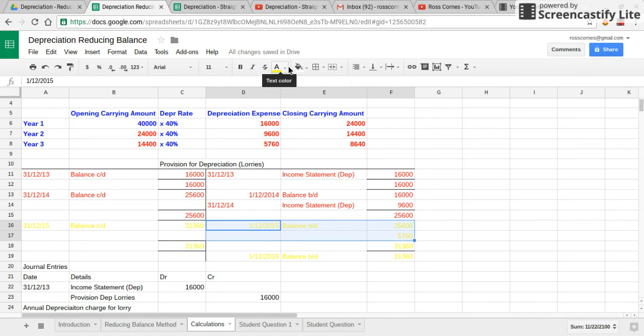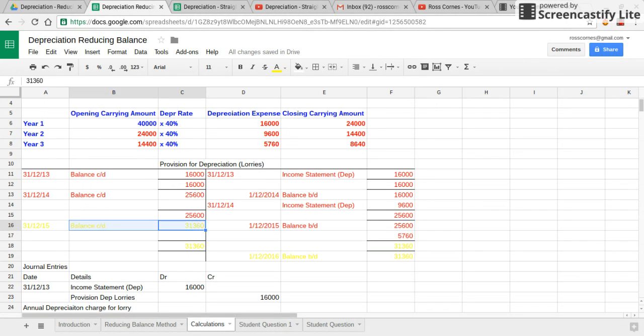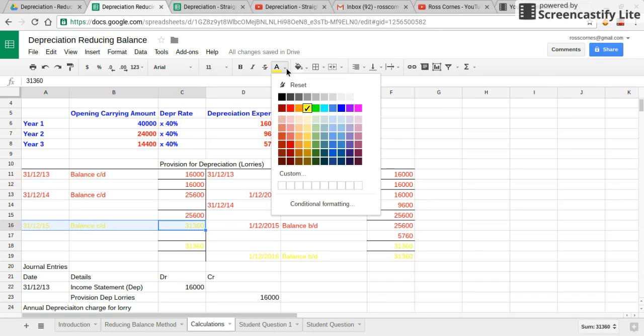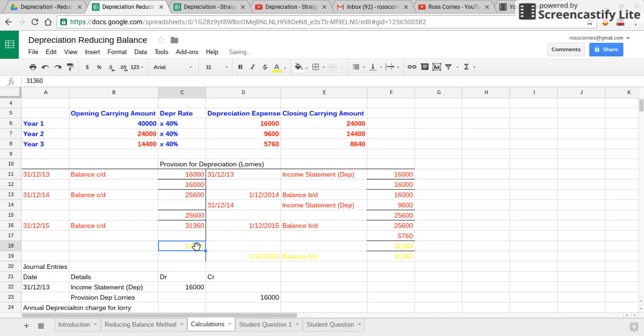So in year 3, we need to add on an extra 5,760 depreciation. The total depreciation will now be 31,360, and we bring that balance forward for the start of year 4. And what you can see here is that the amount of depreciation charged each year is actually declining. It's gone from 16,000 down to 9,600 and now down to 5,760. So the amount of depreciation has reduced.